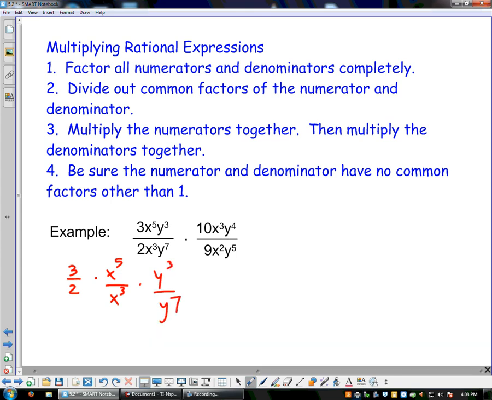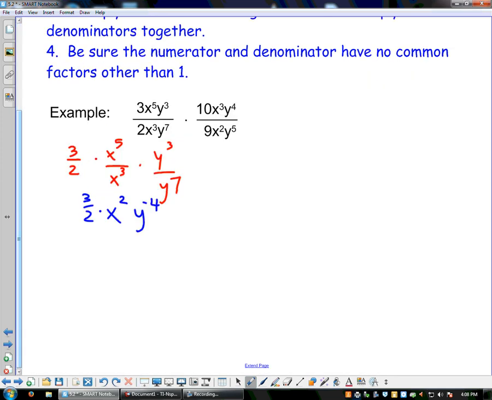And remember, if you are dividing two numbers with the same base, like we are right here, we would subtract the exponents. So we would get x to the 5 minus 3. That would give us x squared. So we've got 3 halves times x squared, and then 3 minus 7 would be a -4. So we could rewrite this as 3x squared over 2 y to the 4th, because remember, if it's y to the -4th in the numerator, it would become y to the 4th in the denominator.